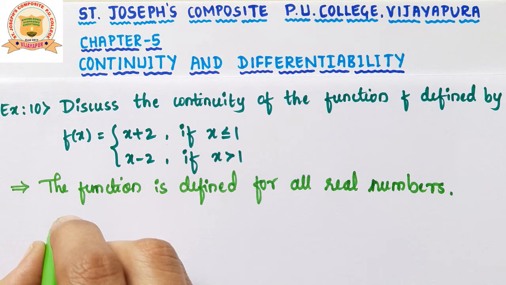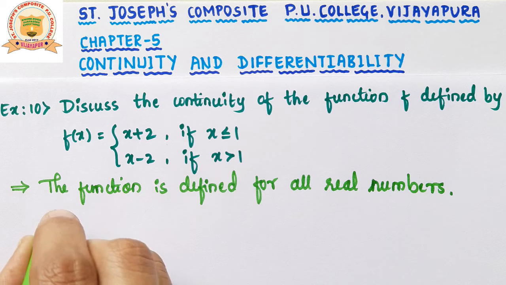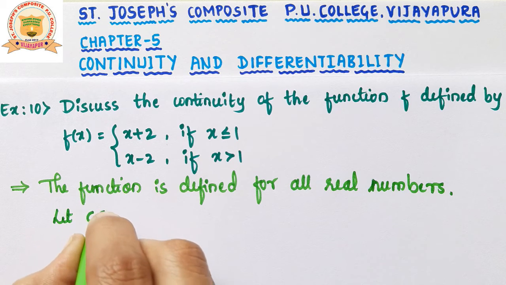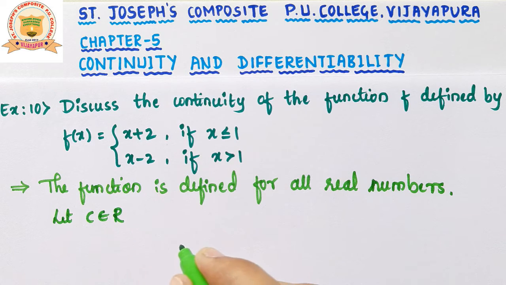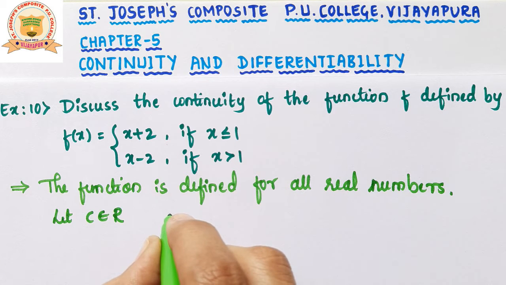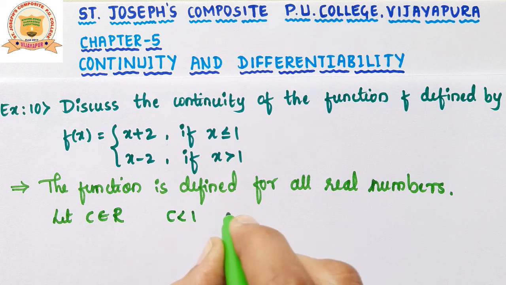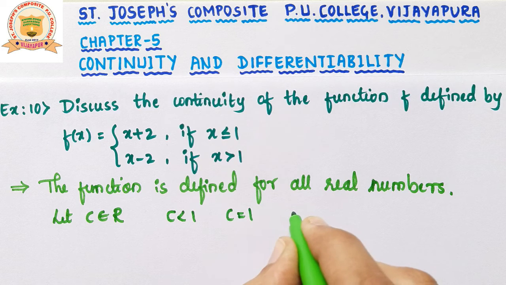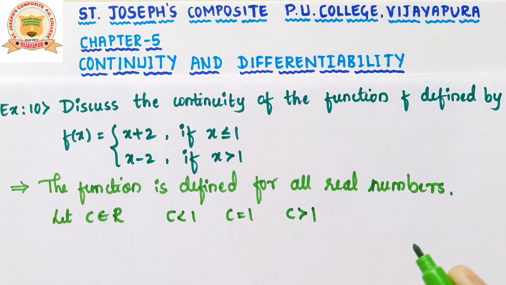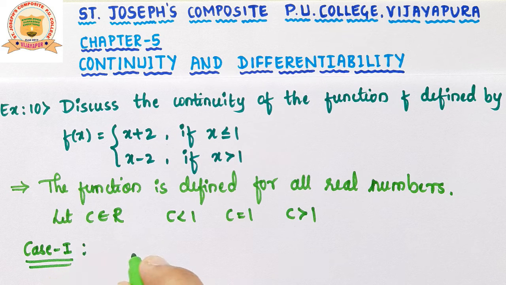Next we have to take c to be any real number. Let c be any real number. Now we have 3 cases, that is c less than 1, c equal to 1, and c greater than 1. First case, case 1. In case 1, we will take c less than 1.